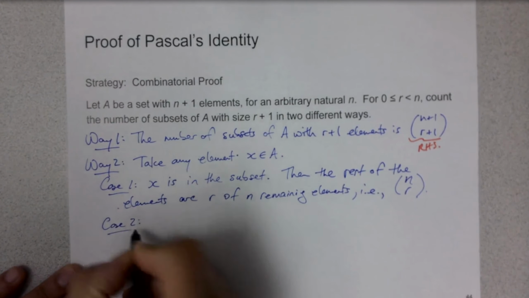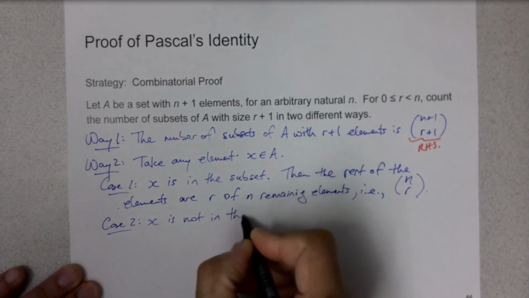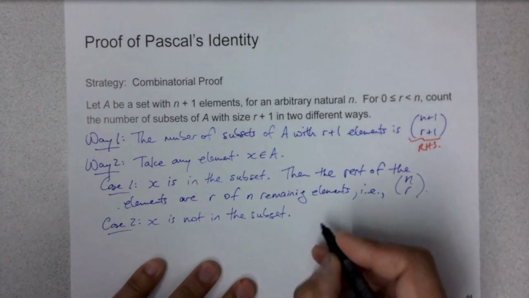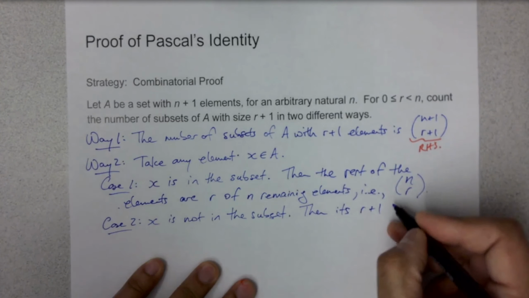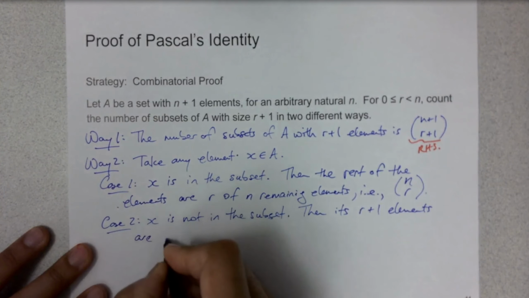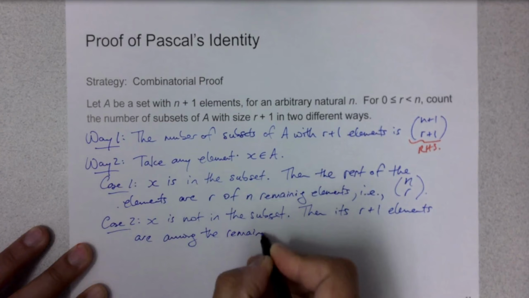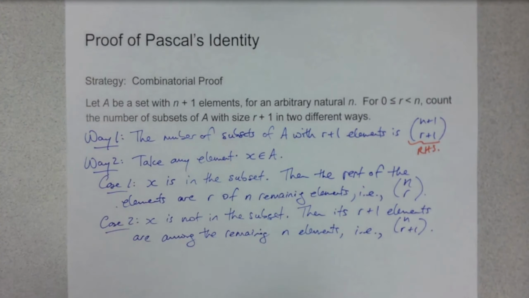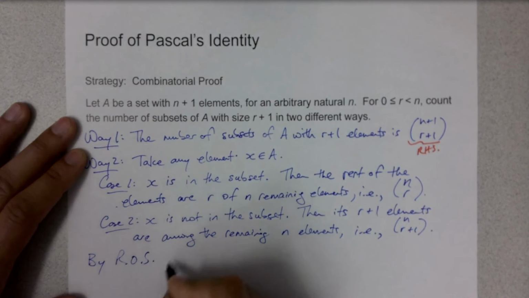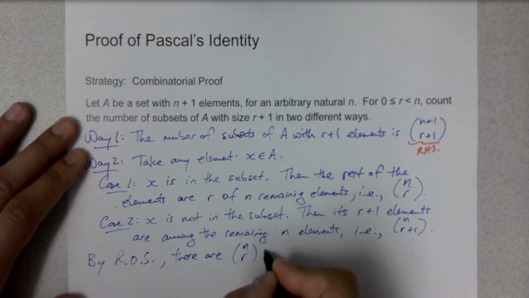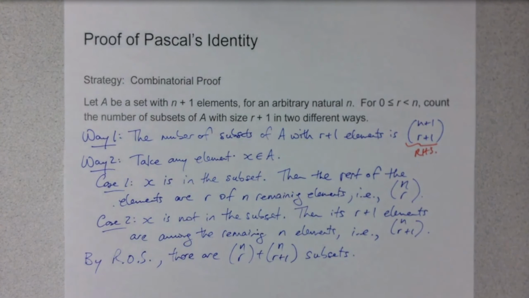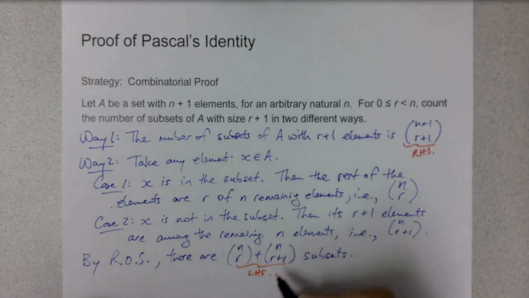Case 2, x is not in the subset. In that case, we still need r plus 1 elements. x is not one of them, so they're going to come from the remaining n elements. So it's n choose r plus 1. And so by the rule of sum, n choose r plus n choose r plus 1 subsets. Okay, and so this is the other way. That's the left-hand side of the proof.